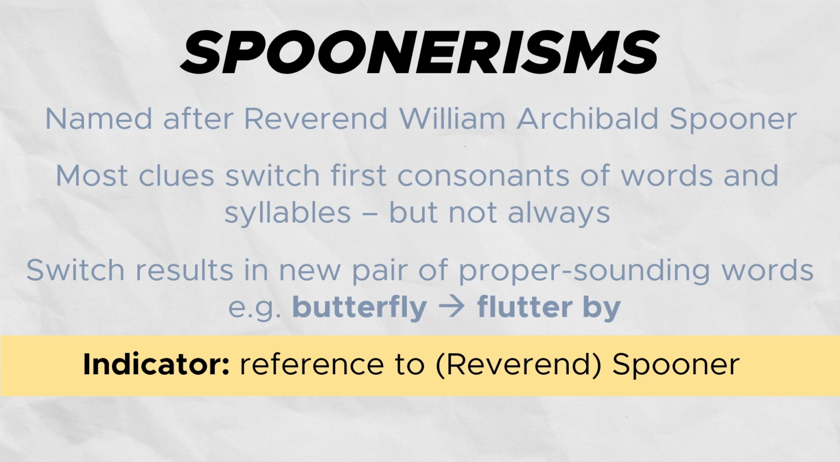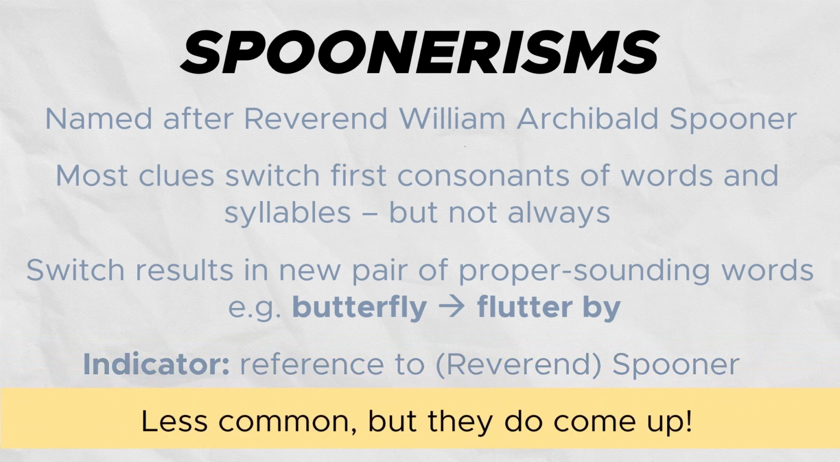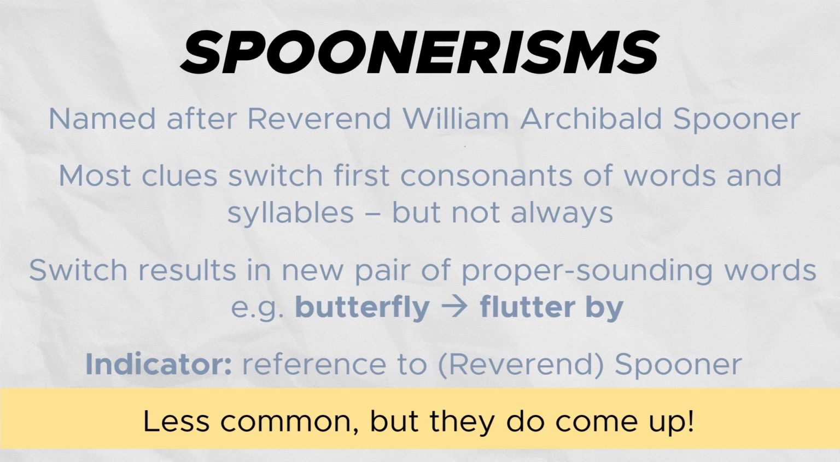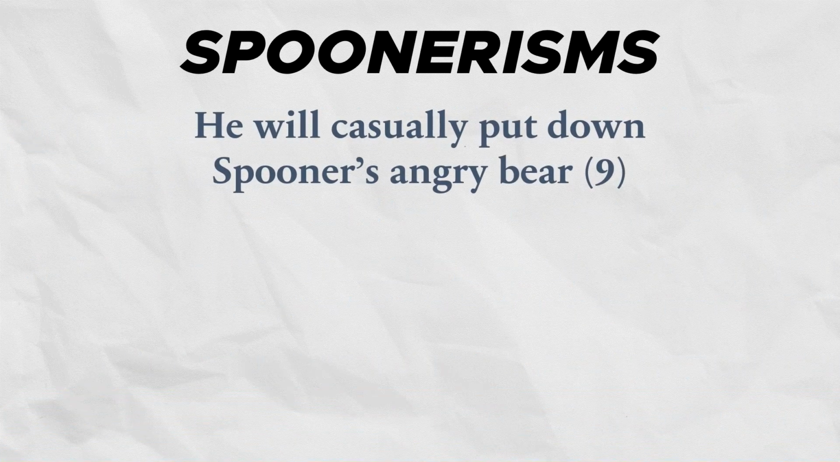So it's pretty obvious when you're dealing with a spoonerism, but that doesn't necessarily mean the answer is any easier to figure out. These are less common, but they do come up, so keep an eye out for them. Here's an example. He will casually put down Spooner's angry bear, 9 letters.